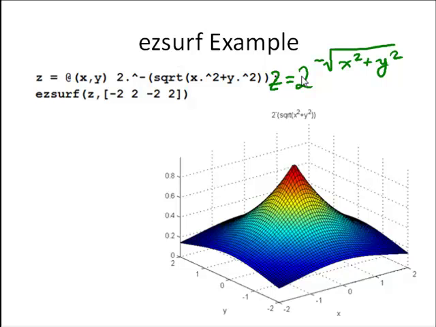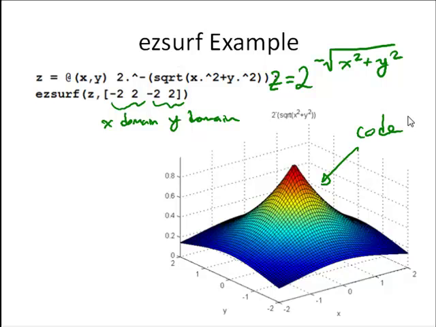And we use EasySurf. Here's our range. That's our x range. This is our y range. Sorry, I should use the right math terms. Those are domains that we're plotting over. And this plots this cone. You'll note this kind of looks like a cone.